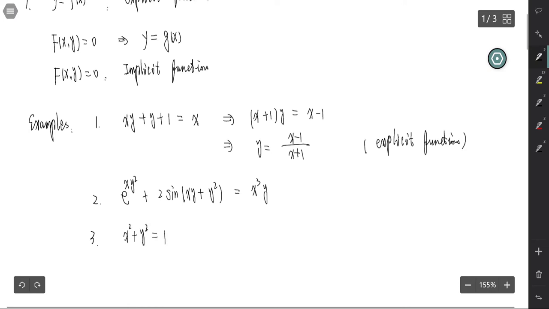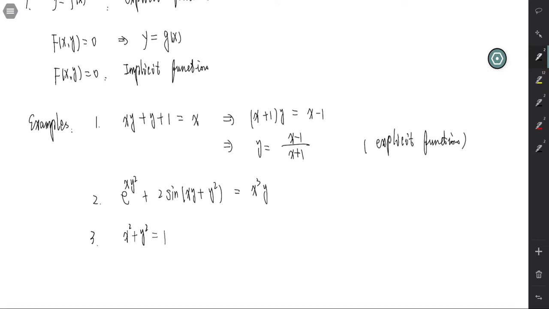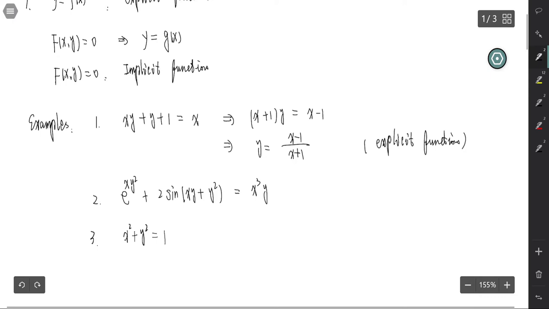And sometimes we can solve for y, but there may be many functions, many relationships. For this equation, we can have y equals positive or negative square root of 1 minus x squared. There are two functions here. So for this one, it's not wise to use the explicit expression, because there are two functions that should be dealt with.